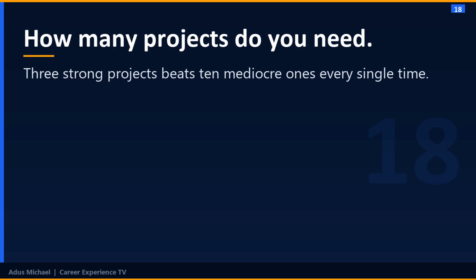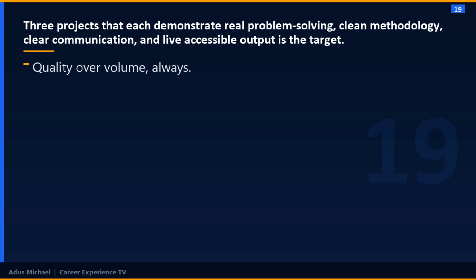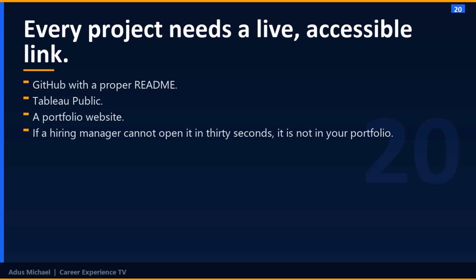3 strong projects beats 10 mediocre ones every single time. 3 projects that each demonstrate real problem solving, clean methodology, clear communication, and live accessible output is the target. Quality over volume, always. Every project needs a live, accessible link. GitHub with a proper README. Tableau Public. A portfolio website. If a hiring manager cannot open it in 30 seconds, it is not in your portfolio.